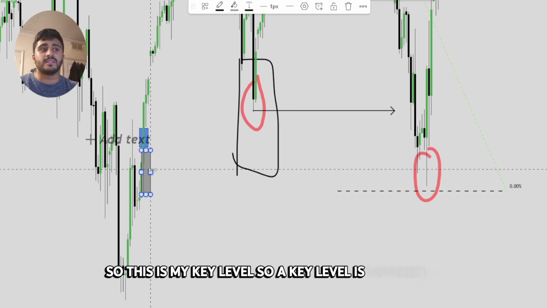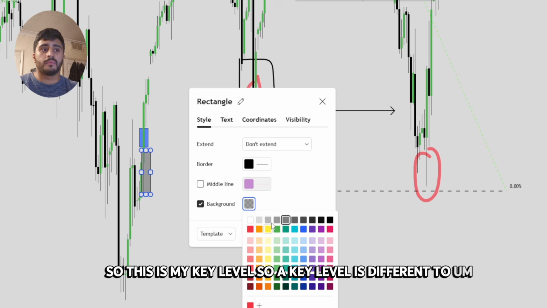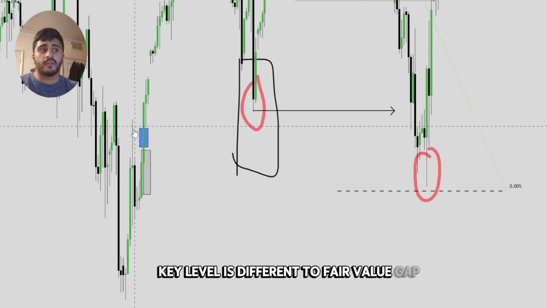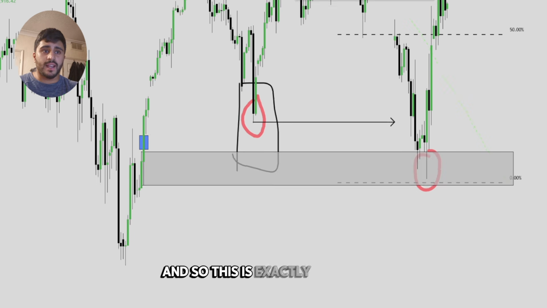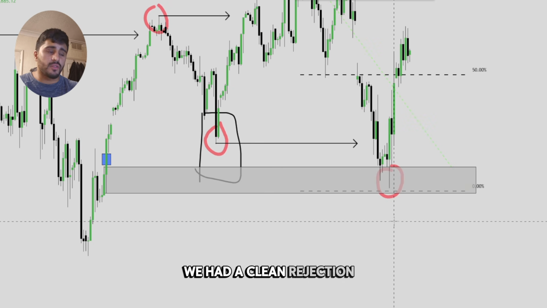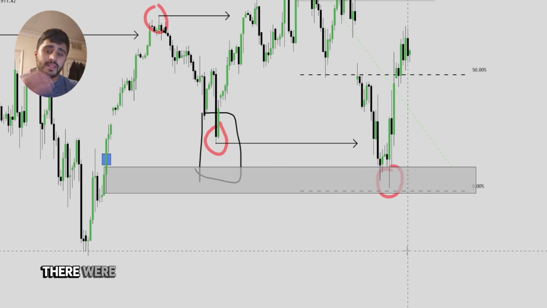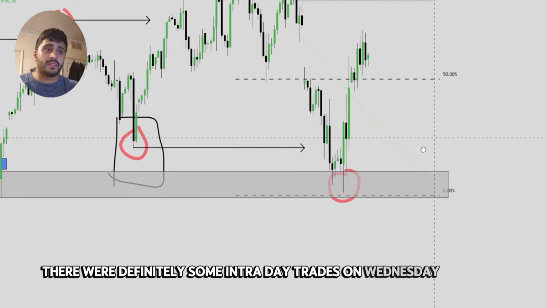So a key level is different to a fair value gap. Fair value gaps create the key levels that we're interested in. And so this is exactly what happened. We had a clean rejection off here. So in the 15-minute time frame, there were definitely some intraday trades on Wednesday and Thursday.